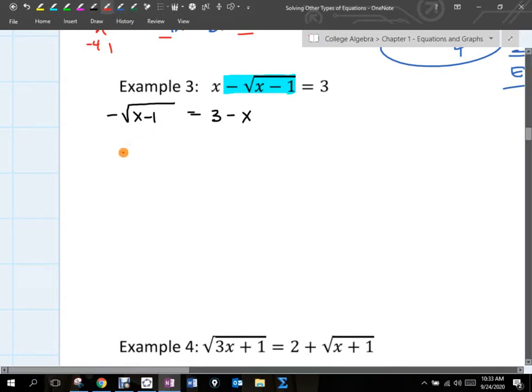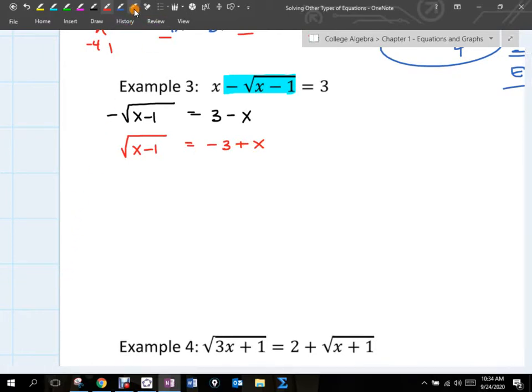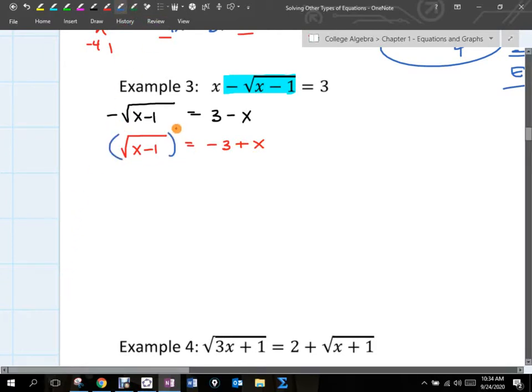Divide by negative 1? Okay. What are you going to do after that? Square both sides? So it leaves me with x minus 1. And the right-hand side, what's negative 3 squared? 9. X squared is x squared. And if I multiply those together and double, that gives you my middle term, right?